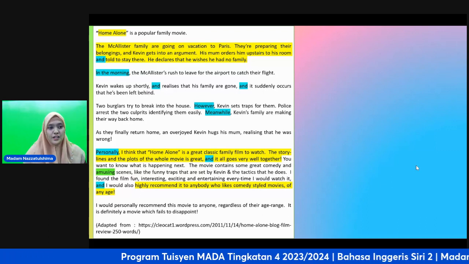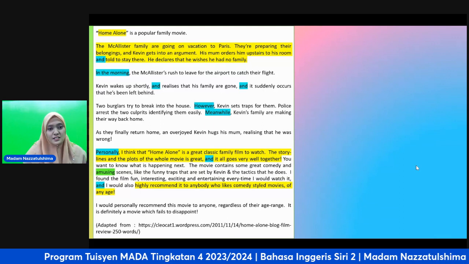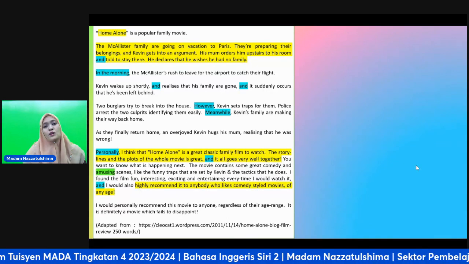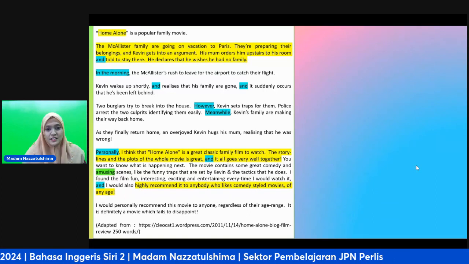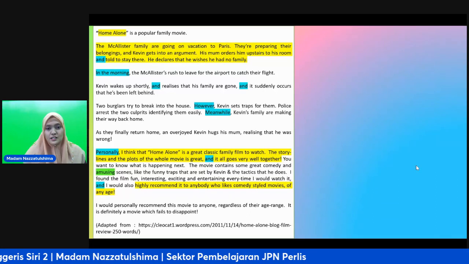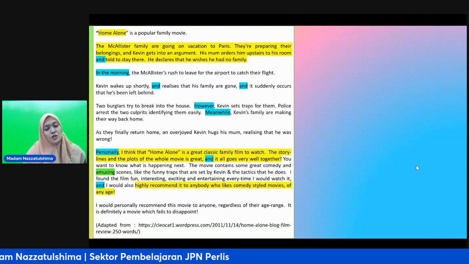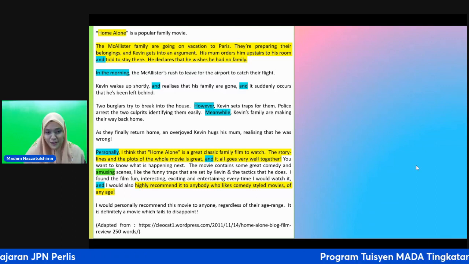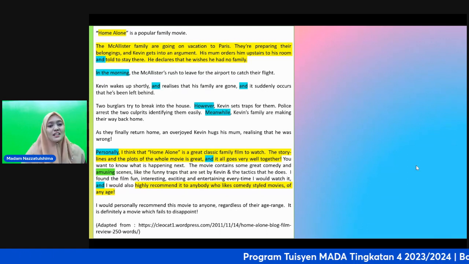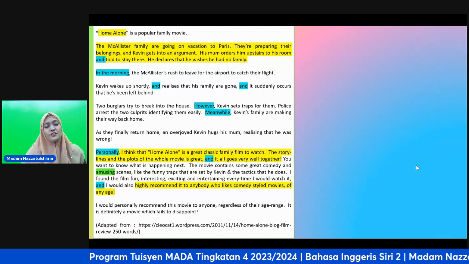Okay, it's about Home Alone. And then in the morning, the McAllisters rush to leave for the airport to catch their flight. As you can see here, it's still about the story. The third paragraph: Kevin wakes up shortly, realizes that his family is gone, still about the story. The two burglars try to break into the house. However, Kevin sets traps for them.